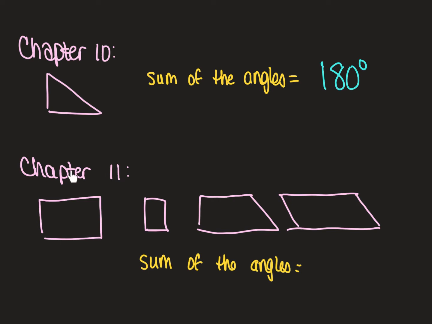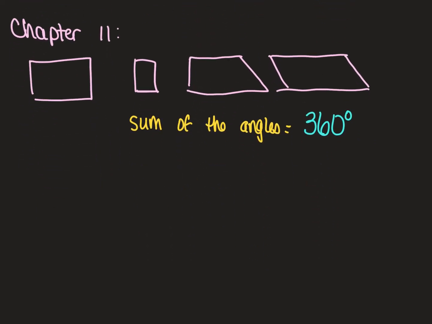Well, in chapter 11, they're saying that if we have a quadrilateral, any quadrilateral, doesn't matter, rectangle, square, trapezoid, parallelogram, they have a special number. Any guesses what that special number is? It is 360. So if we know 3 angles, we can find the 4th.